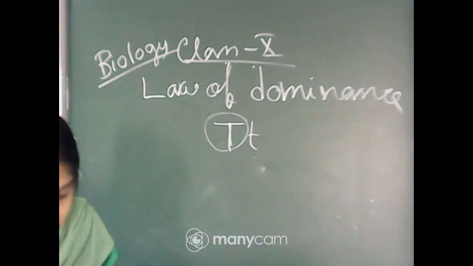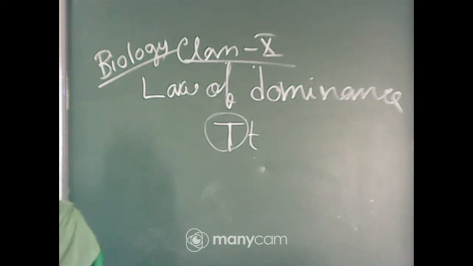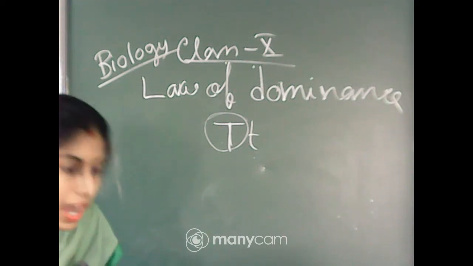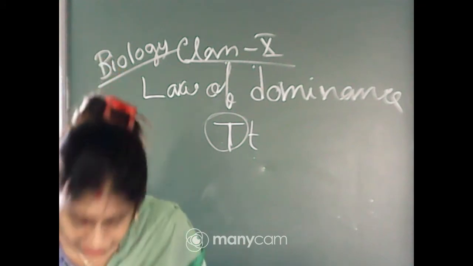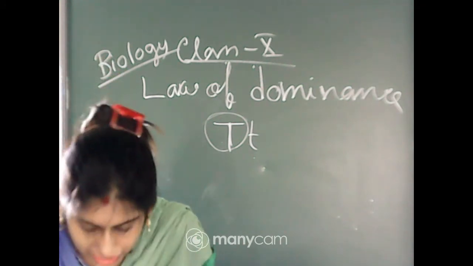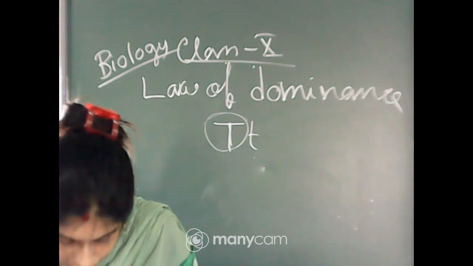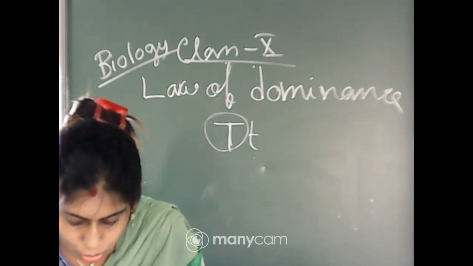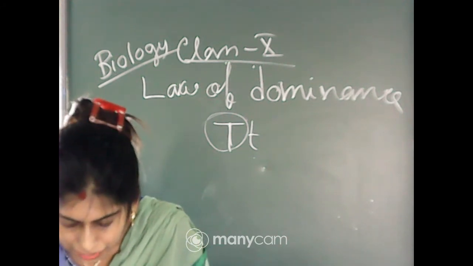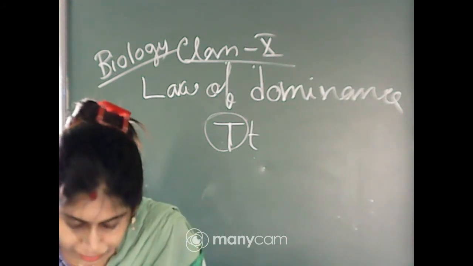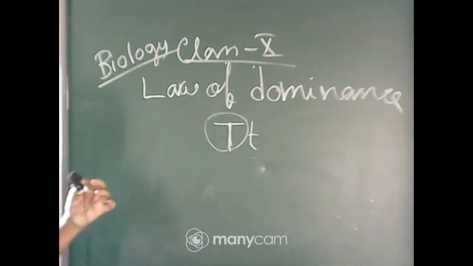So the law is: out of a pair of contrasting characters brought together in an offspring, one always dominates over the other. The one that is expressed is dominant, and the one that remains masked is recessive. That means when Mendel crossed homozygous parents, he derived the law of dominance in the F1 generation. So that is the law of dominance.